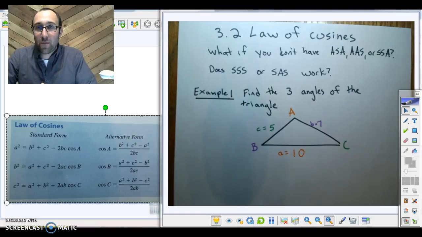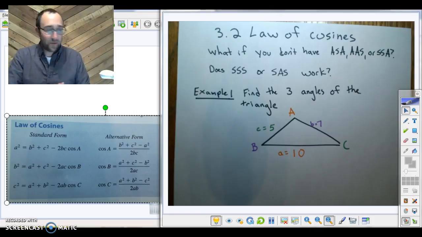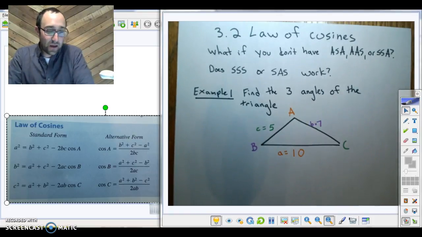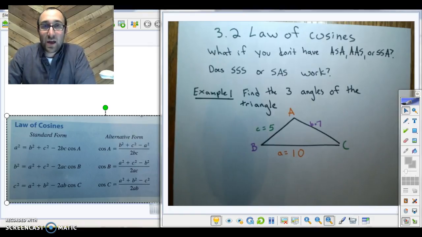The Law of Cosines came about because the Law of Sines doesn't work in every case. It works if you have two angles and a side, as long as they're kind of opposites, and it works really well. But what happens if you don't have angle side angle, angle angle side, or side side angle? Does side side side or side angle side work? That's what a lot of people tried to figure out, and some of them were successful at it, and they decided to use the Law of Cosines.